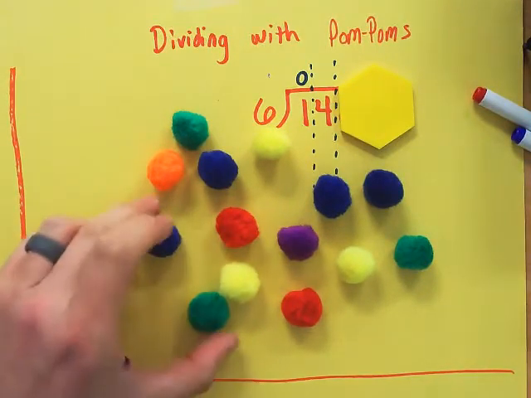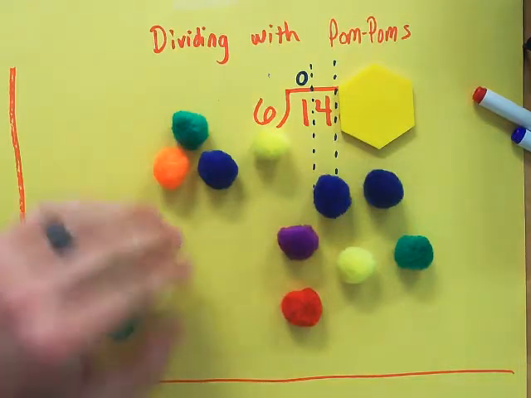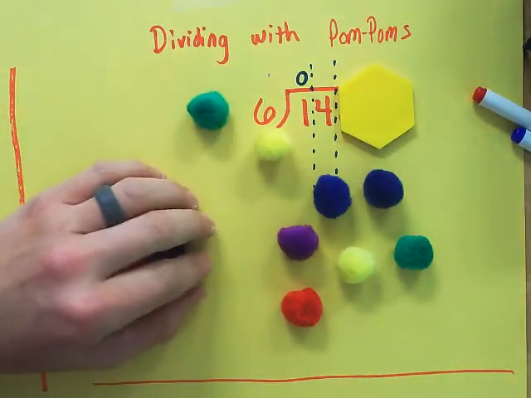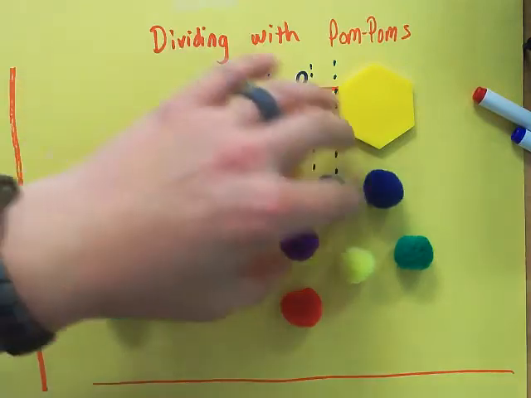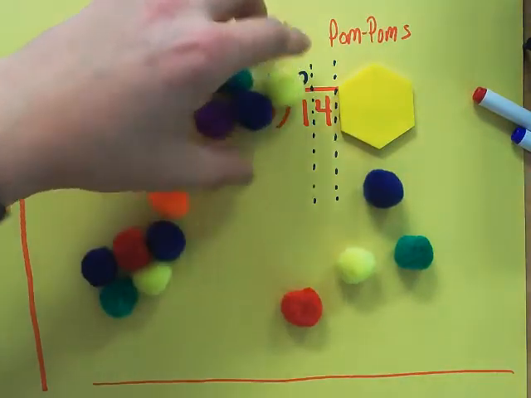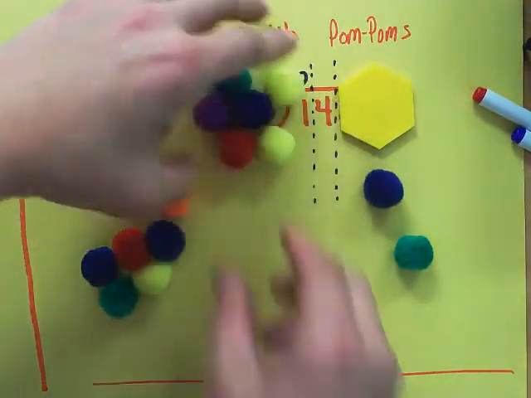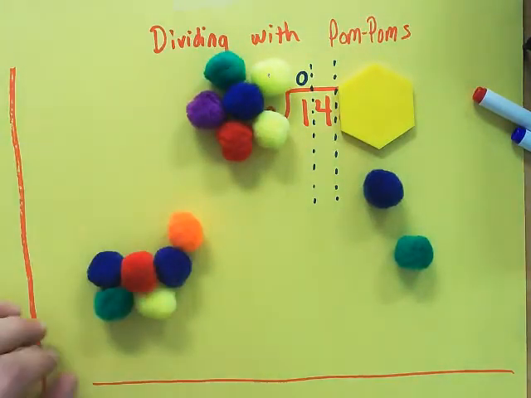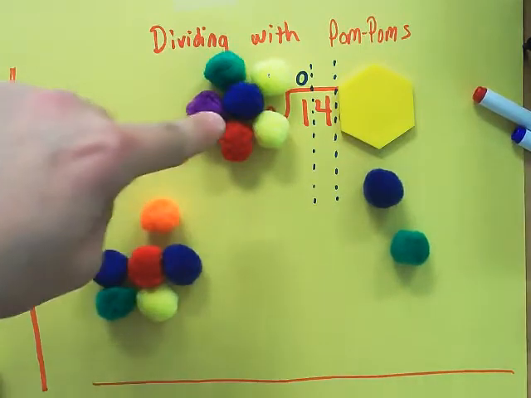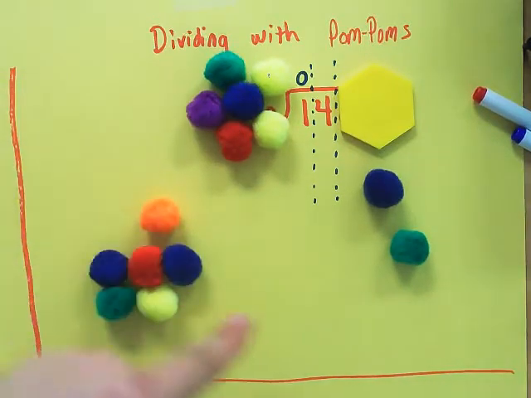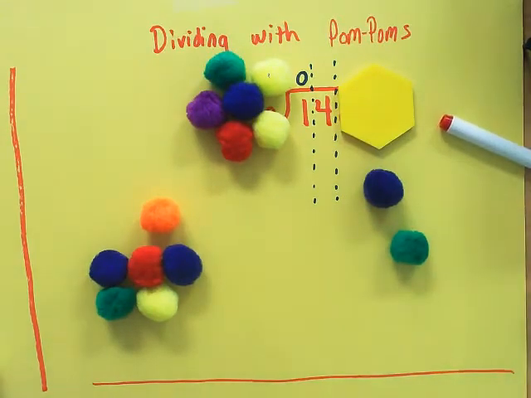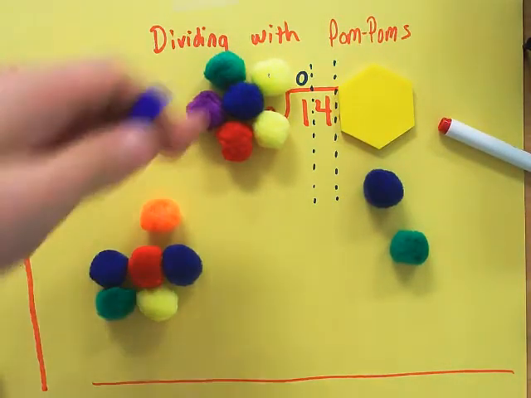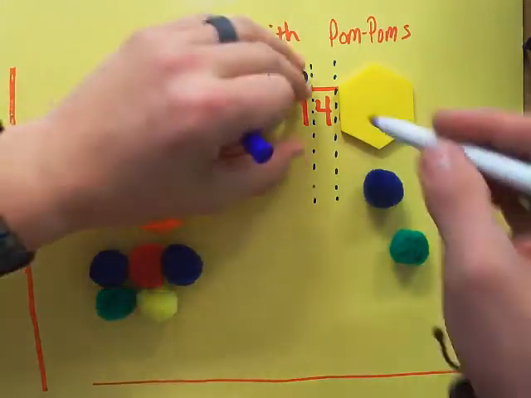So let me make piles of 6. So there's 4, 5, 6. Okay, there's one group. 4, 5, 6. Okay, so I was able to make only 2 groups of 6, and I had 2 little guys left over. So what this means is 6 goes into 14 2 times. There's my 2 piles of 6.